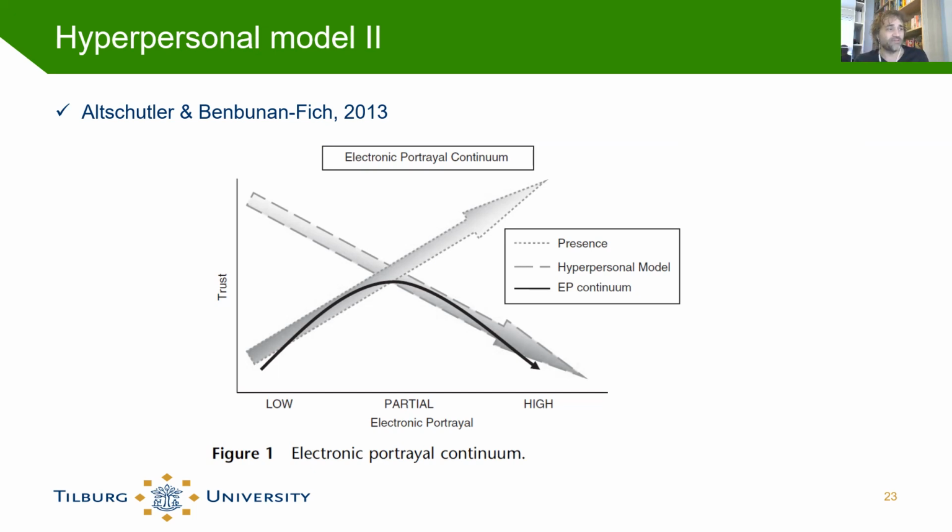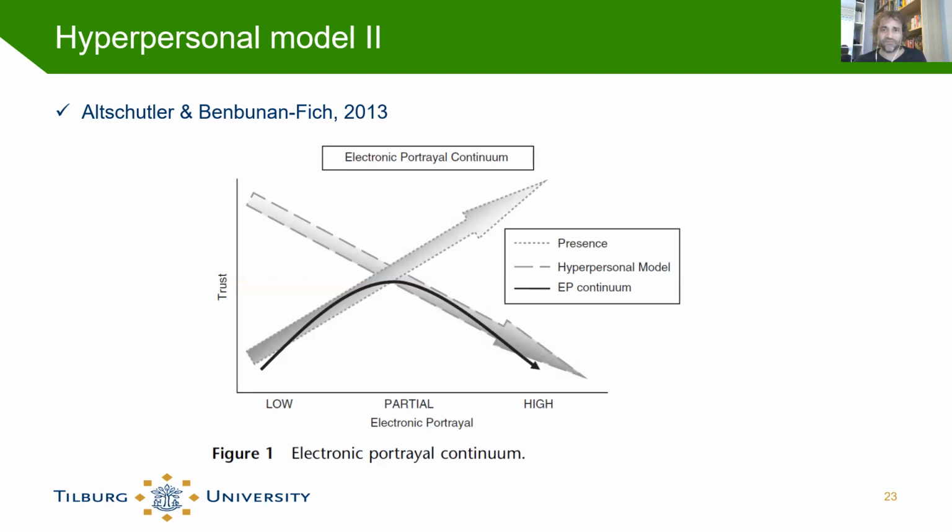So they present what they call the electronic portrayal continuum, in which they say there's a kind of hyper-personal optimum. You should not have too few cues, because then you have reduced social presence. You should not have too many cues, because then you can have no hyper-personal effects. But if you go somewhere in between, then you reach a hyper-personal optimum. In this case, they investigated trust in virtual teams. So there's an optimum in which you create optimal trust in virtual teams.